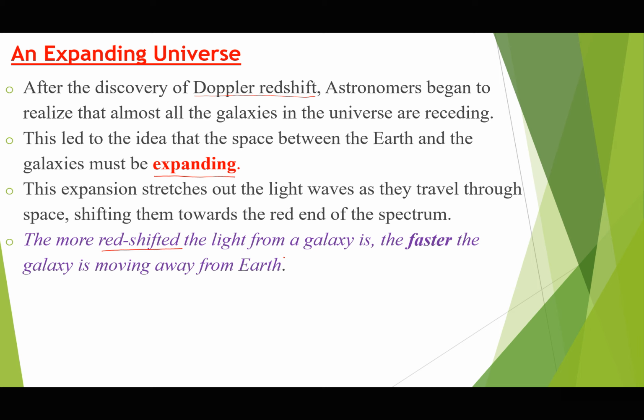To be specific, the more redshifted the wavelength of the light from a galaxy is, the faster the galaxy is moving away from the Earth. Because why would the spectral lines be more redshifted if the galaxy was not moving at a faster speed from us, or from the Earth as a reference point?